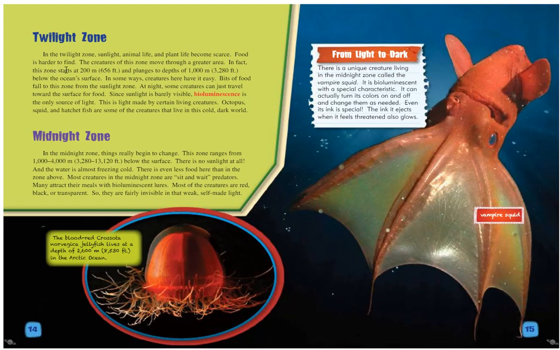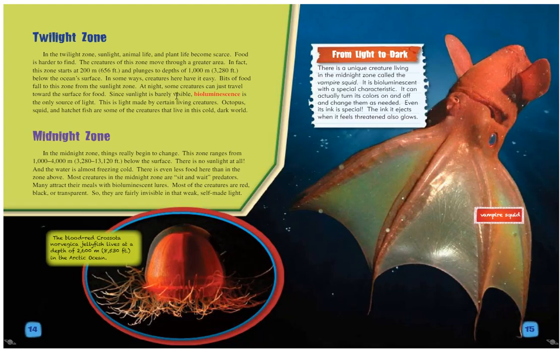In fact, this zone starts at 200 meters and plunges to the depths of 1,000 meters, or 3,280 feet underwater, below the ocean surface. In some ways, the creatures here have it easy. Bits of food fall into this zone from the sunlight zone. At night, some creatures can just travel toward the surface for food.